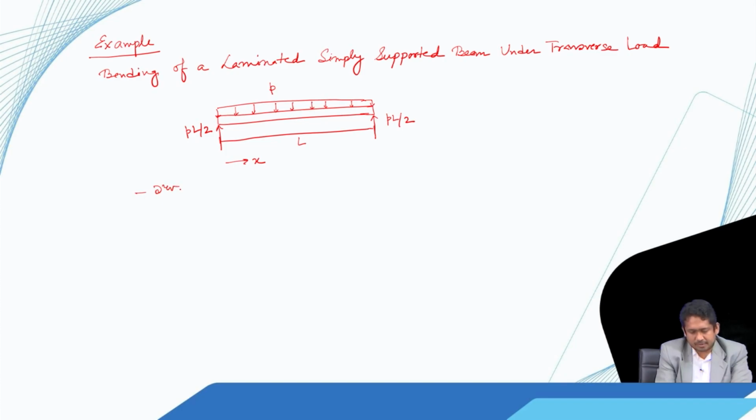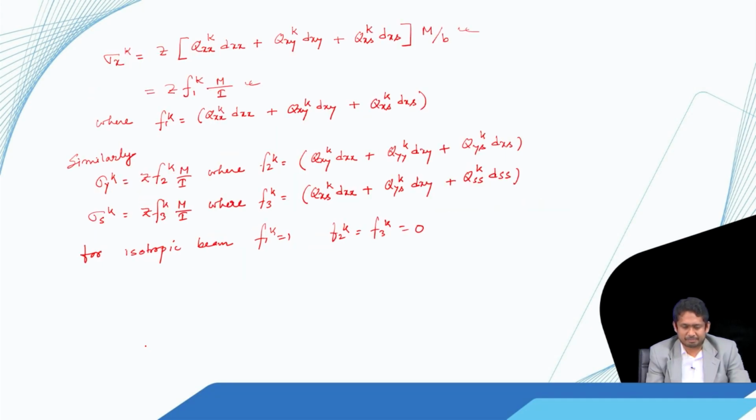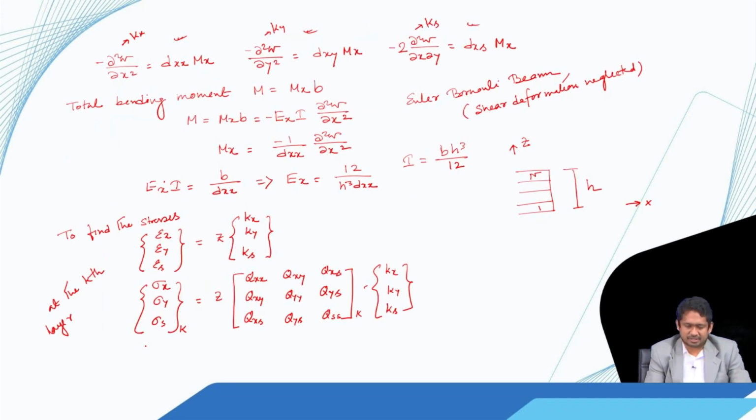minus del 2 W by del x 2 is equal to 1 by EI, and then we can write PL by 2 x minus Px square by 2. So, we are just using the equation that we derived before, and from there we are writing this.